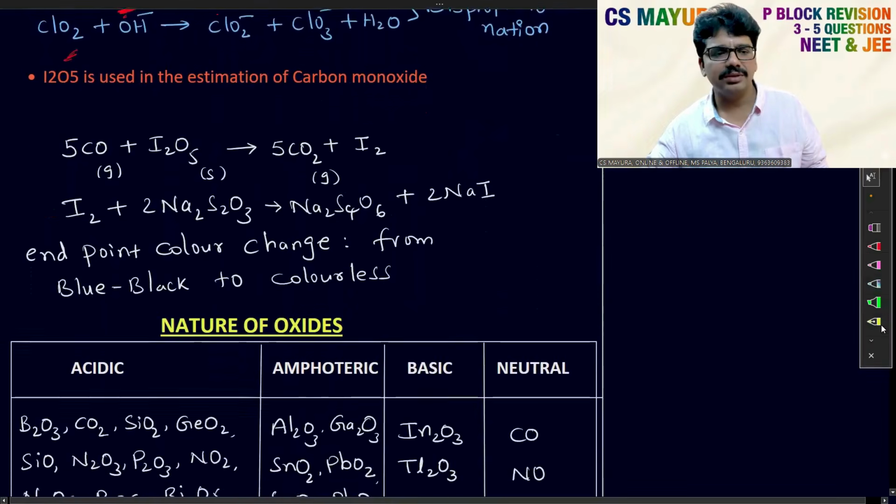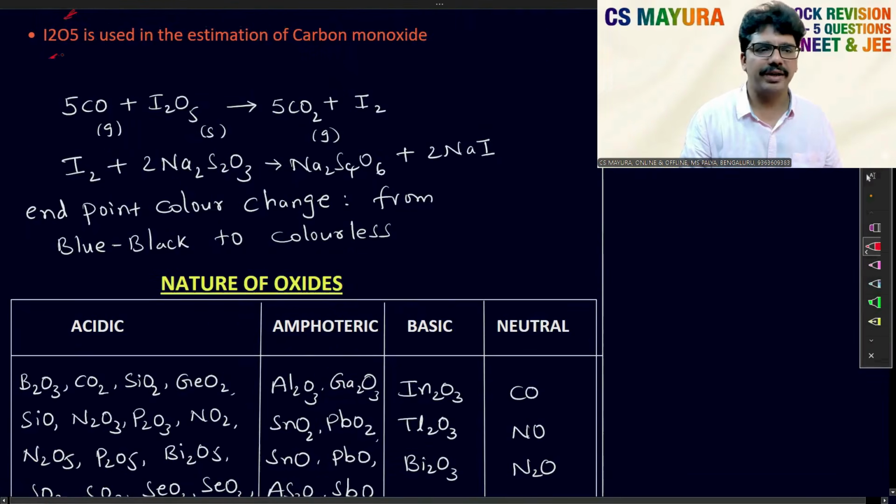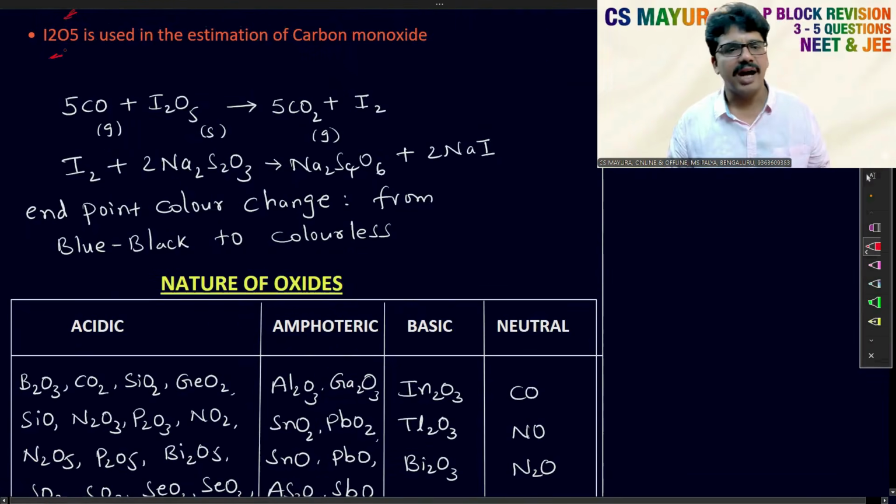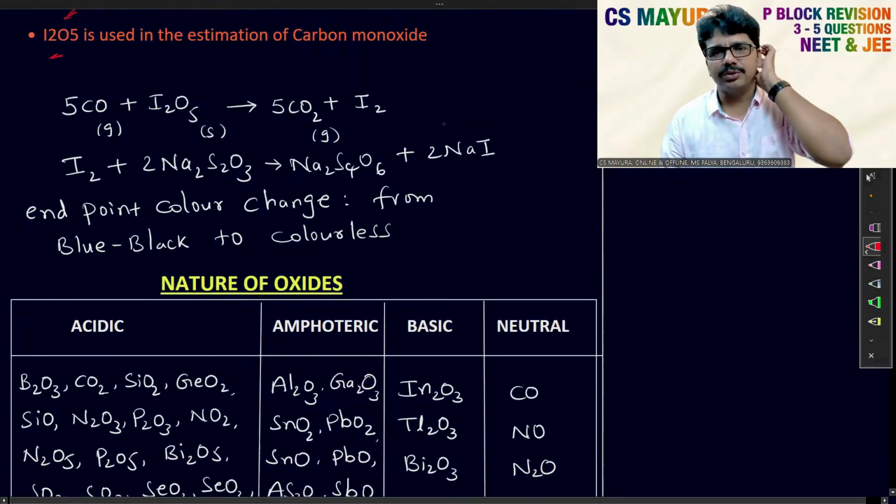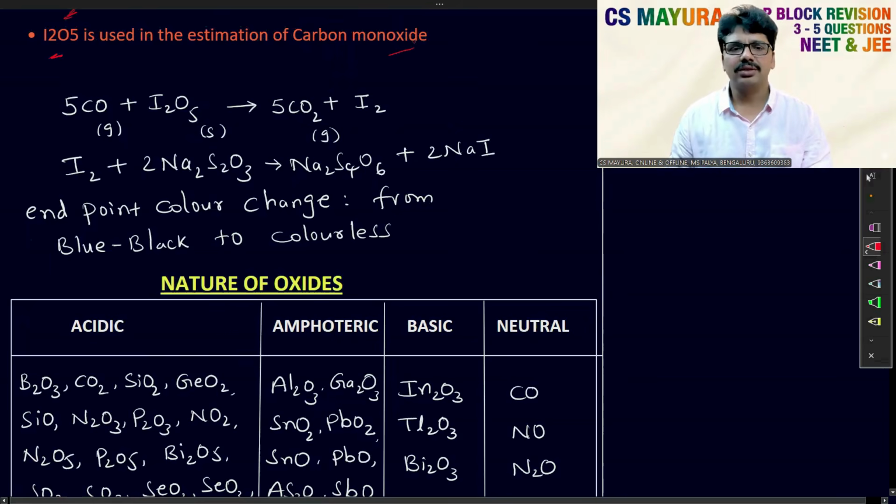Next, another most important point is I2O5, one of the important oxides of iodine. This I2O5 is used for estimation of carbon monoxide. So how it is used in the estimation of carbon monoxide: when I2O5 is treated with CO, it produces CO2 and I2. And this I2 is treated with hypo.